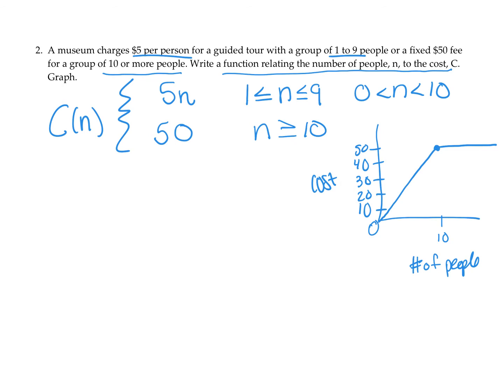Keeping in mind that really this is a constant rate and that there are no half people, so it would be more like a step function than a linear function. So we're going to kind of try to show that here. But then after 10 people after $50, it would just be a constant rate no matter how many people you added after that.